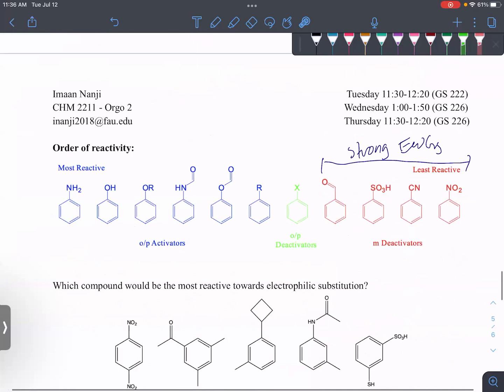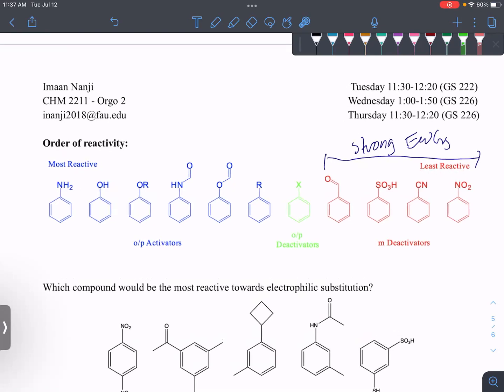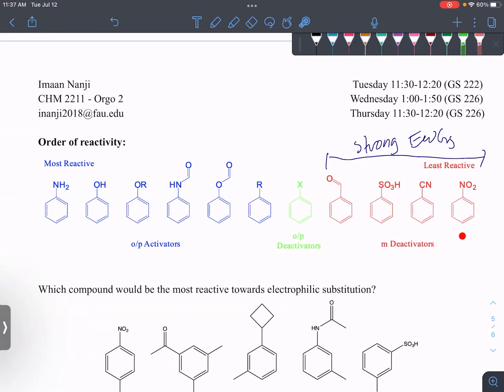Okay, so this is important. This is the order of reactivity, going from most reactive to least reactive. For most reactive, you have your NH2, and it goes all the way to NO2. The most reactive benzene, this aniline, is going to react the fastest. And then this NO2 is going to have the slowest reaction time.